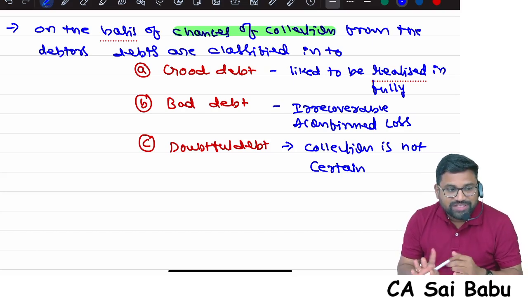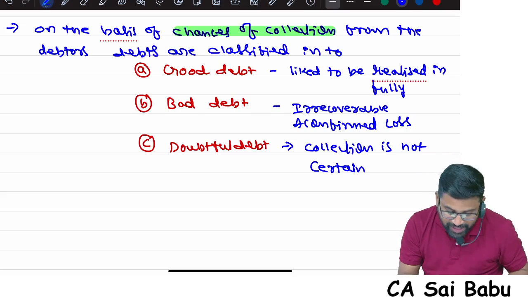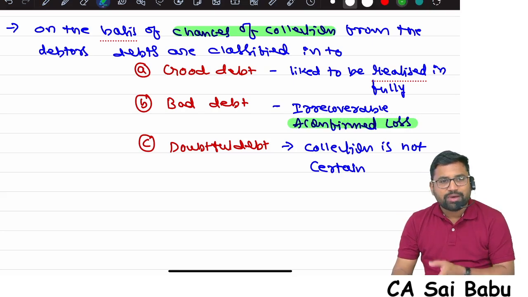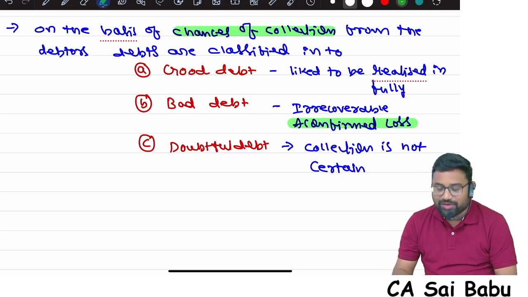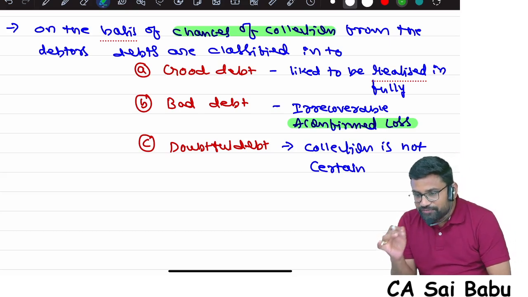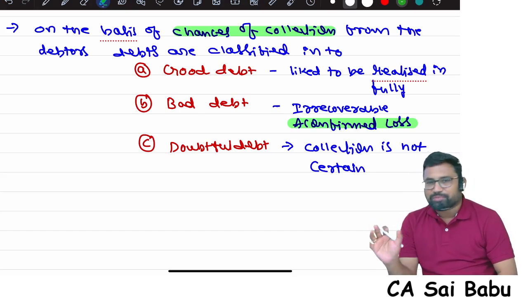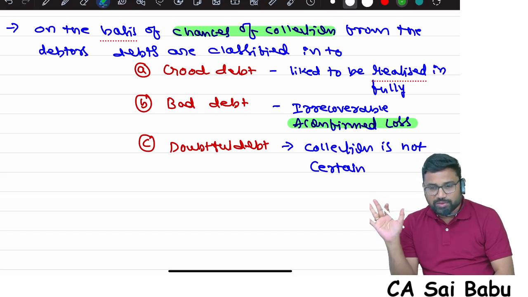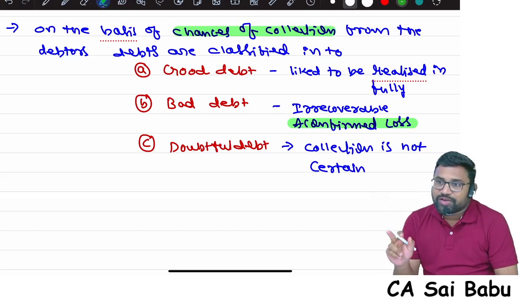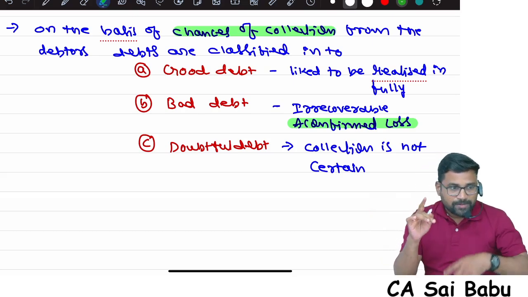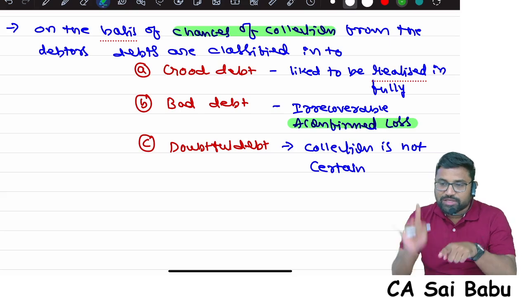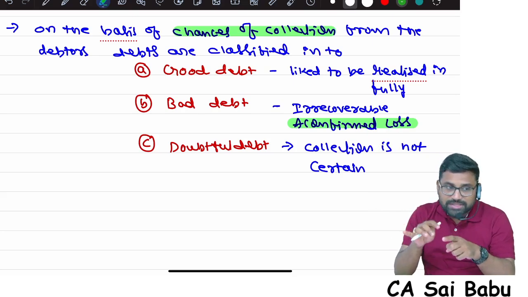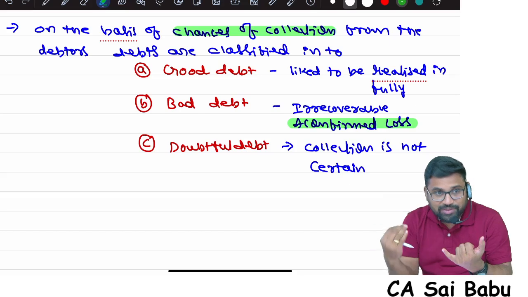Now you tell me, out of these three, which is a confirmed loss? Bad debt is a confirmed loss, correct? No need to wait. It's already bad debt. It will not be collected, irrecoverable. So when it is a confirmed loss, it cannot be recovered from the customer. What you do? It's a loss, directly transferred to the P&L account, and also deducted from the debtors. Loss will be shown in the P&L account, income statement, which is debited. At the same time, this loss is reducing my asset value. Debtors is my asset.